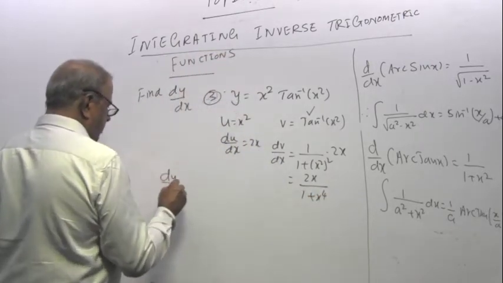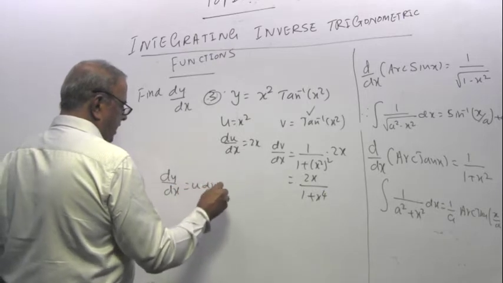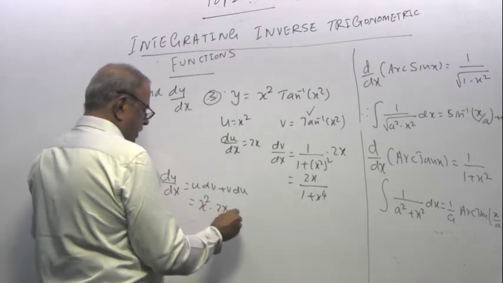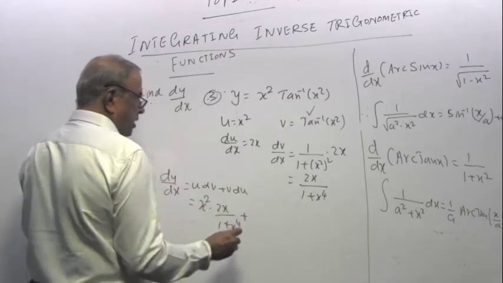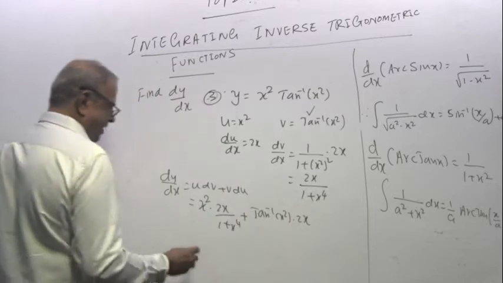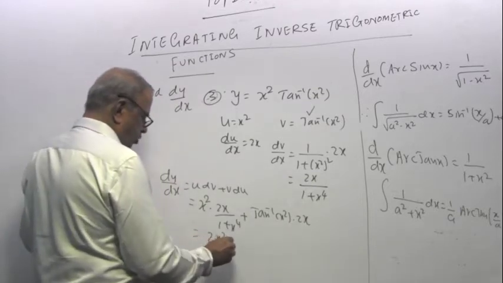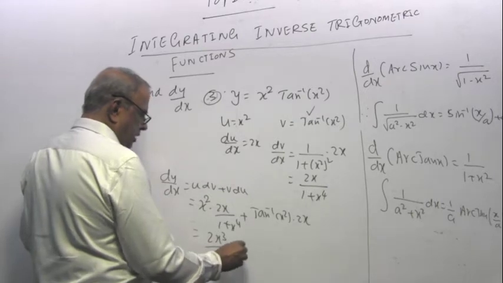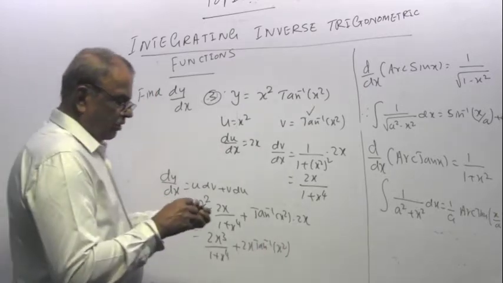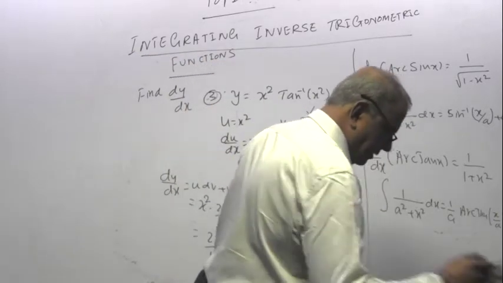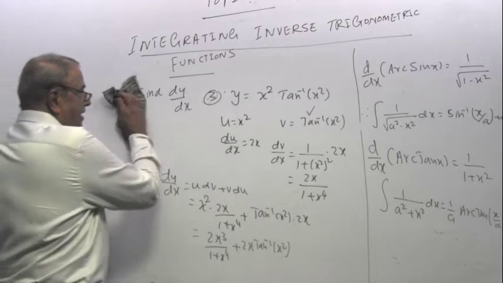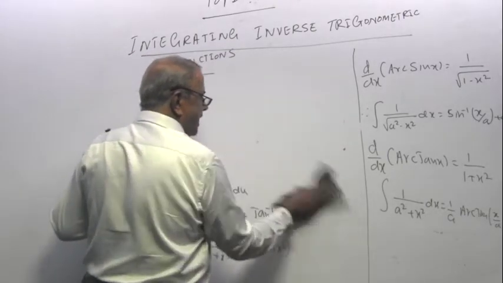So dy by dx equals u dv plus v du. u is x squared times 2x over 1 plus x power 4, plus v is tan inverse x squared times 2x. Don't mind simplifying. So it's 2x cubed over 1 plus x power 4 plus 2x tan inverse x squared. So that you're familiarizing yourself with differentiation. That was just a preliminary revision.